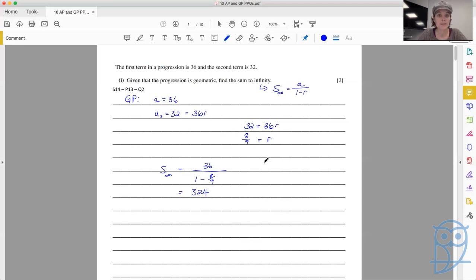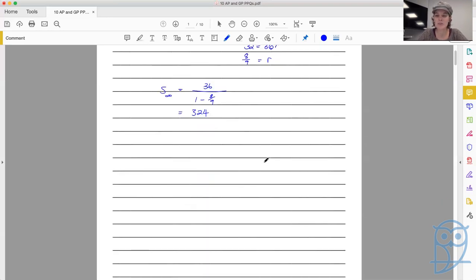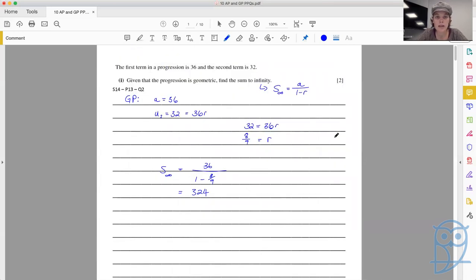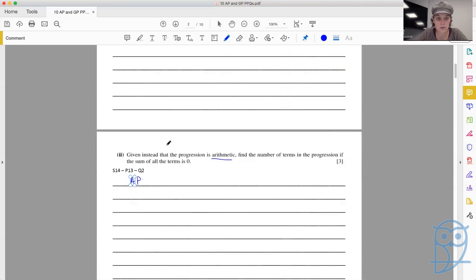Okay, so next question. I gave myself plenty of space to work on today. Given instead that the progression is arithmetic, so an AP now, find the number of terms in the progression if the sum of all the terms is 0. Okay, right. So let's just get the information from the first one. A is 36 and U2 is 32.